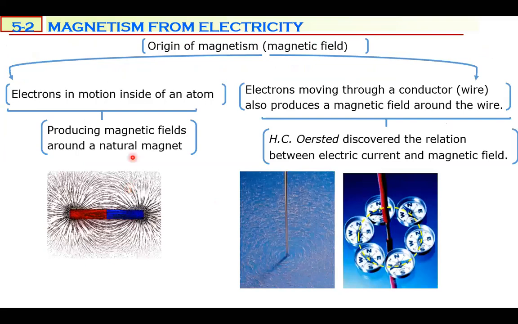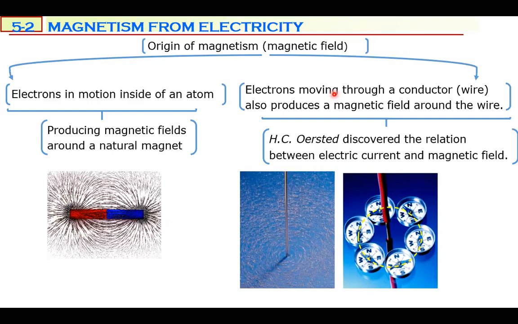Section 2, now we skip the natural magnets, because natural magnets produce the magnetic field lines from the moving electrons inside an atom. And the second section was about the current. So the origin of the magnetic field was the electrons in motion inside an atom, and this electron motion is producing magnetic fields around the natural magnet. Remember, we learned that.